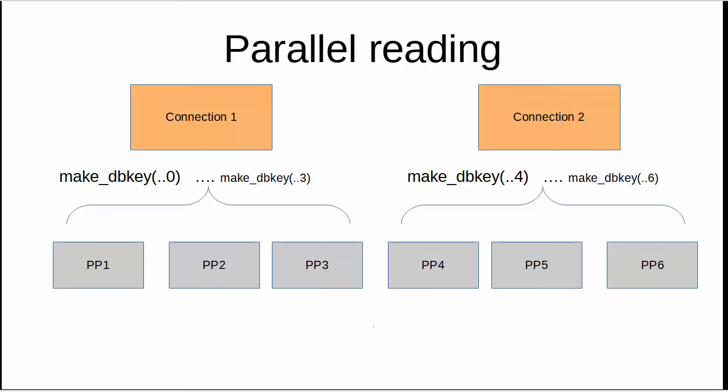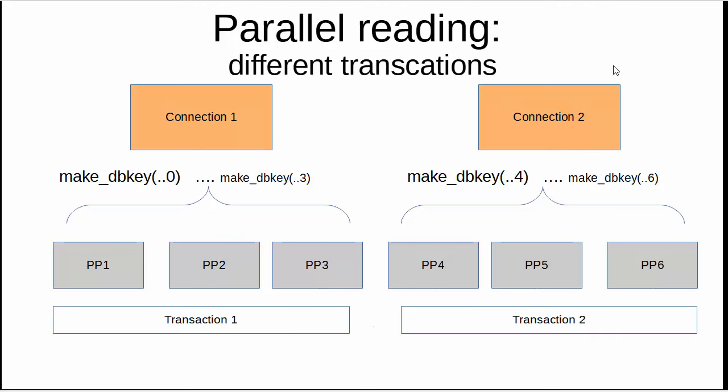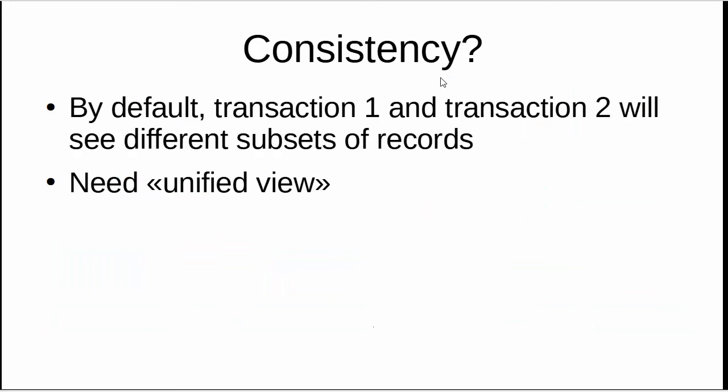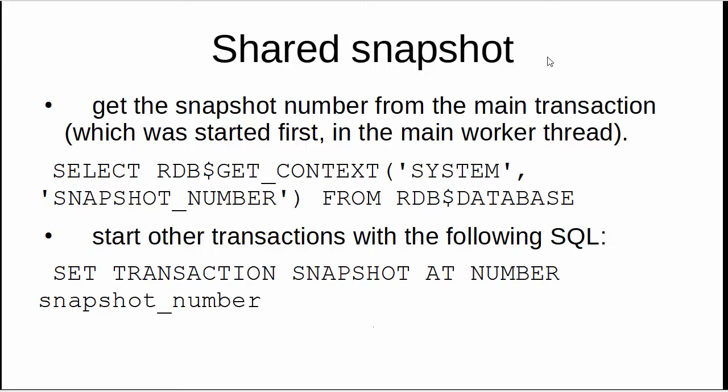Well, yes, but not so easily, because when we have parallel reading like this in separate connections, every connection will have a different transaction. And as you remember, the transaction provides a different view. If, for example, the table we are trying to export or read in parallel is being changed at the same moment, it is possible that transaction 1 and transaction 2 will see different subsets of records because of the different transaction numbers. As a result, we need some kind of unified view to share the same view in different connections. And in Firebird, we have such a mechanism.